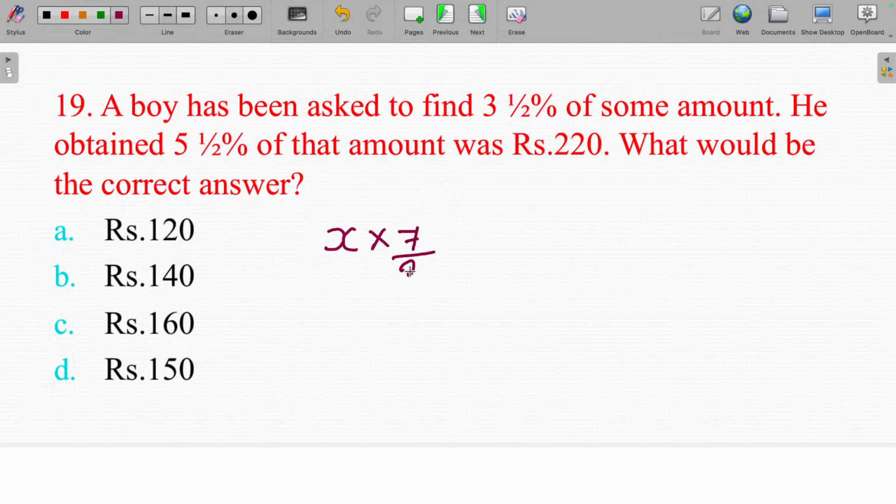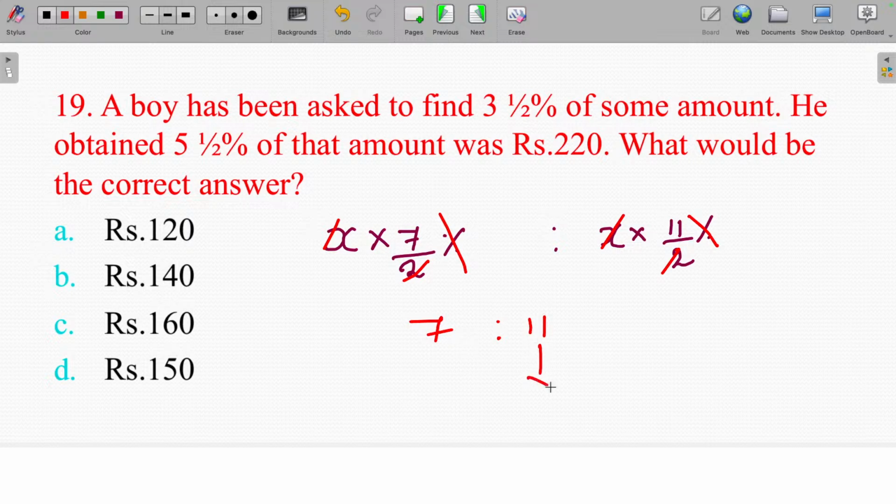Yes or no? Yes, 3.5, sir. 3.5 percent of that number I told. But what he did, instead of finding 3.5 percent, he found 5 1/2, that is 11/2 percent. Now if I take this ratio, x cancels, 2 cancels, and we get 7 is to 11. Actually he had to get 7, but by mistake he got 11.